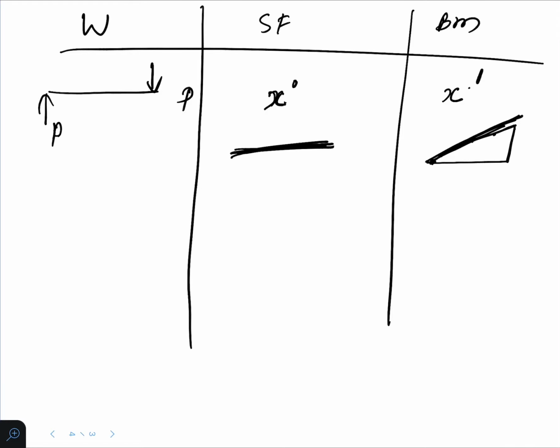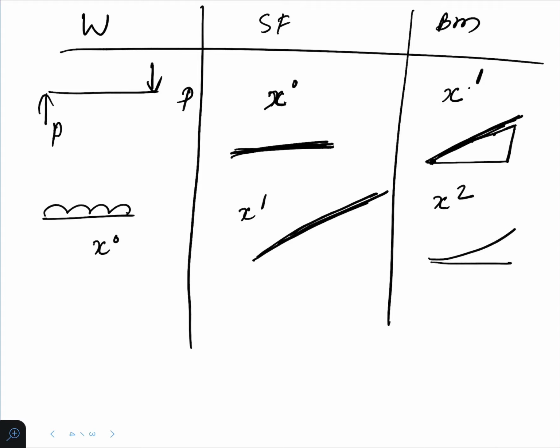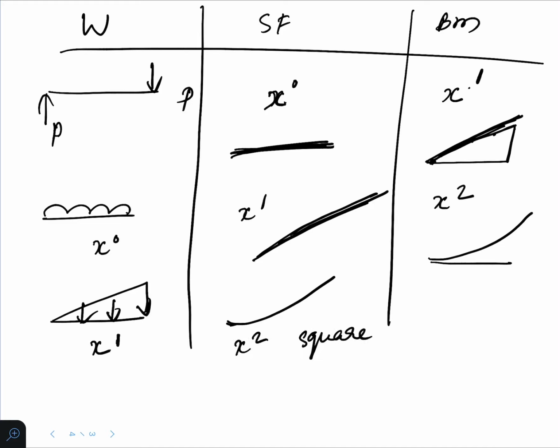Then the second condition is uniformly distributed load. In uniformly distributed load, you have constant variation, that is x raised to 0 variation. Then shear force is x raised to 1, an inclined straight line, and bending moment is x square, that is a square parabola. It will be like this. And the next one is uniformly varying load. That is x raised to 1 variation, and you will have shear force of x raised to 2 variation, a square parabola, and bending moment of x cube variation, a cubic parabola.